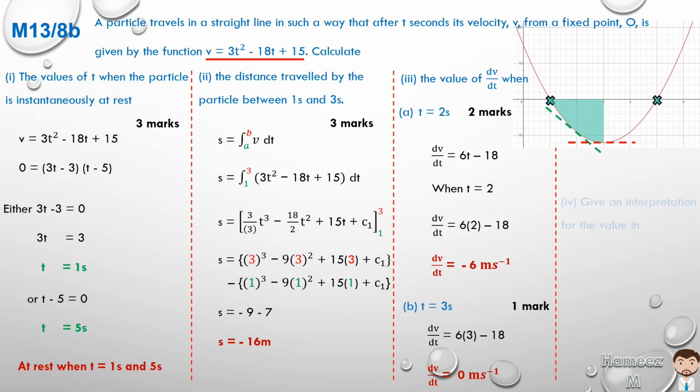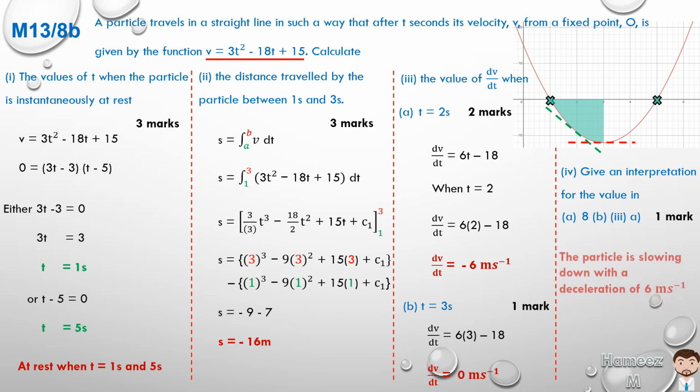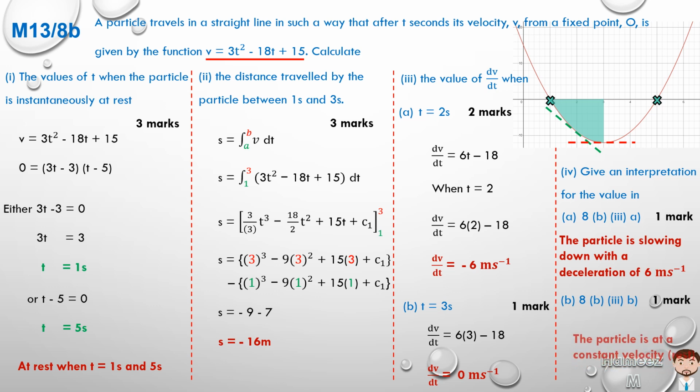Last part of the question, part 4. Give an interpretation for the value in part 3a. We know that dv/dt is equal to minus 6 meters per second squared. So this is indicating that the particle is slowing down with a deceleration of 6 meters per second squared. And give an interpretation for the value in part 3b. So dv/dt is equal to 0, which means that the acceleration is 0, or the particle is at a constant velocity.